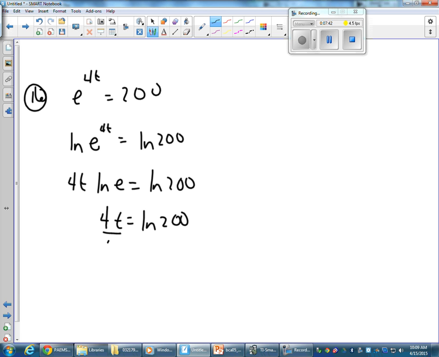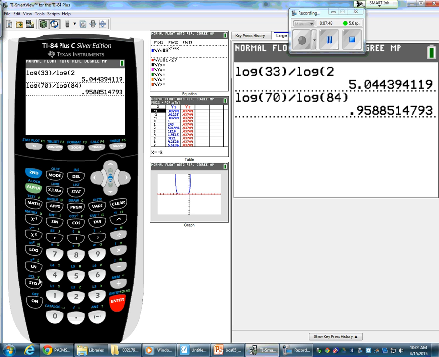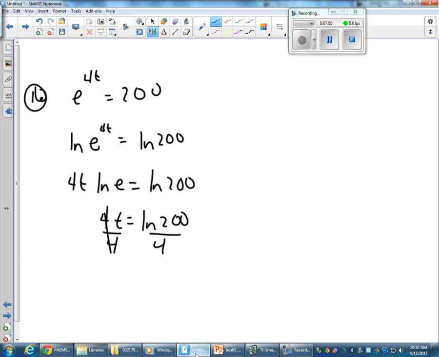And to solve for t, I just divide by 4. So the natural log of 200 divided by 4. Make sure you close your parentheses again. Natural log of 200, close my parentheses, divided by 4. And my answer is 1.3246. T equals 1.3246. Let's skip on down.